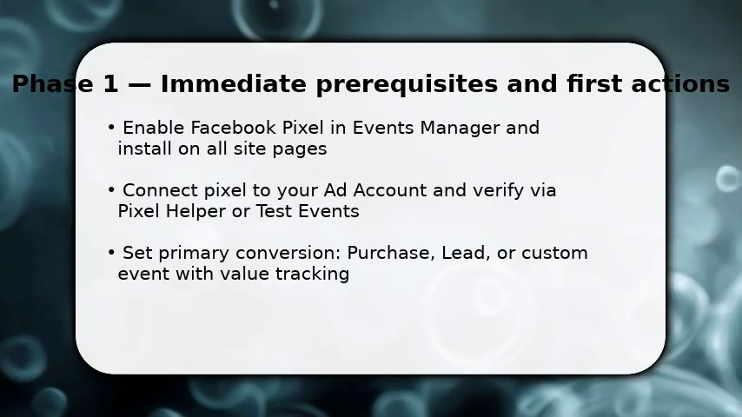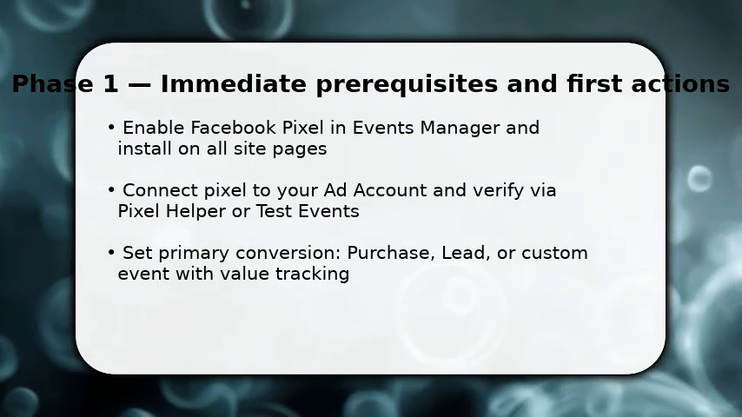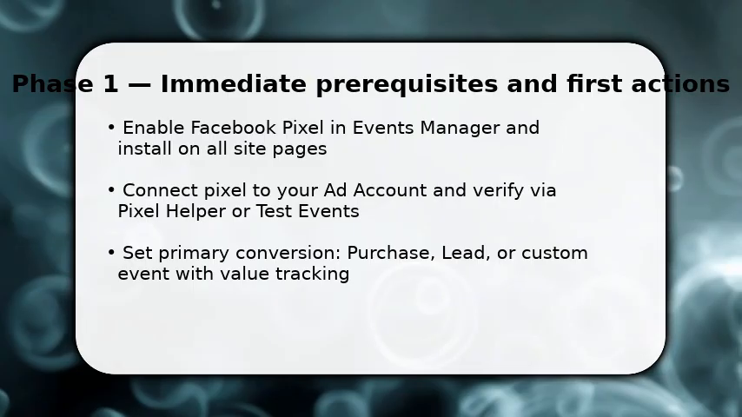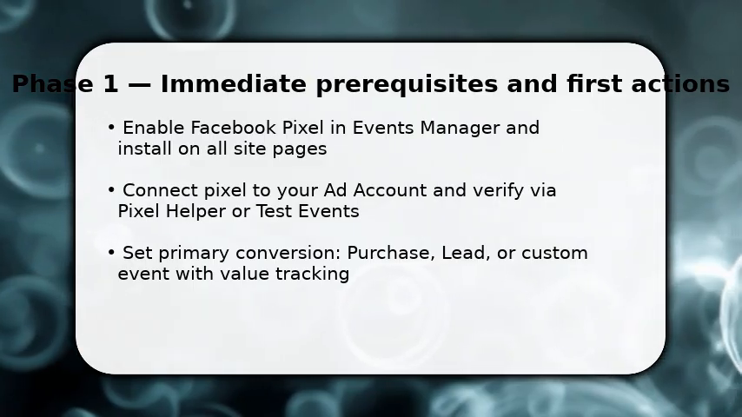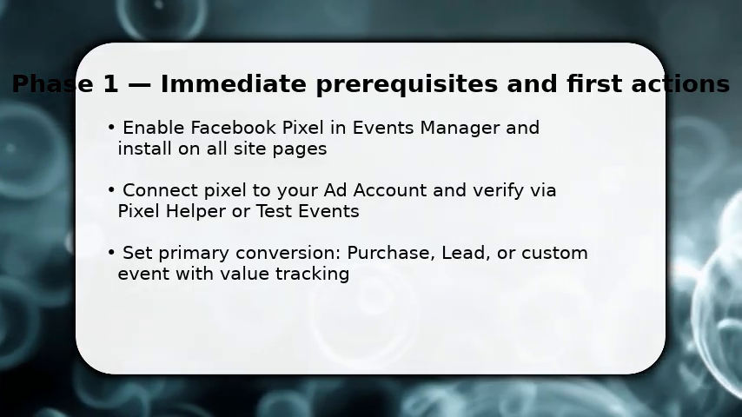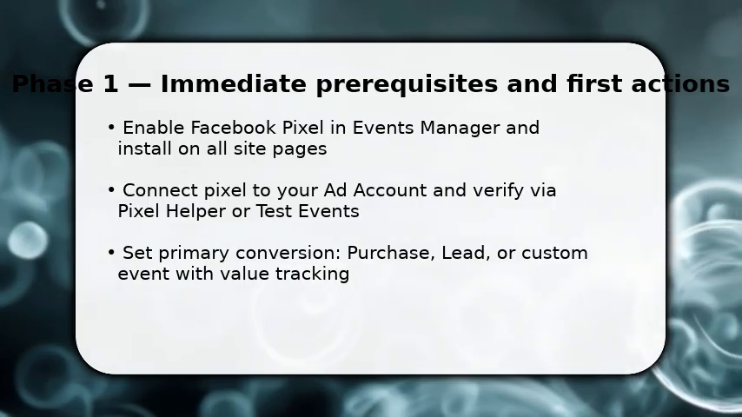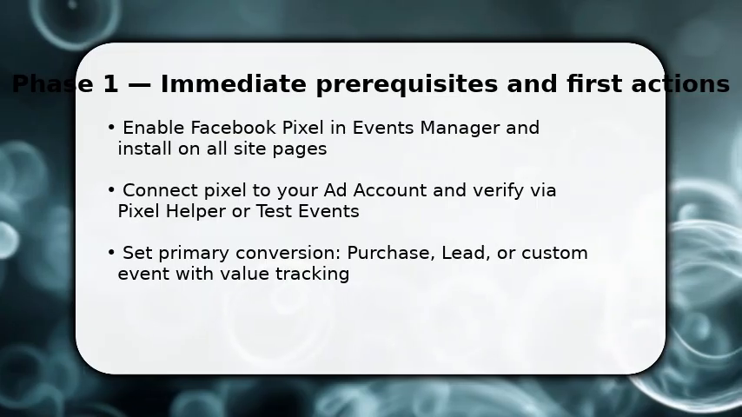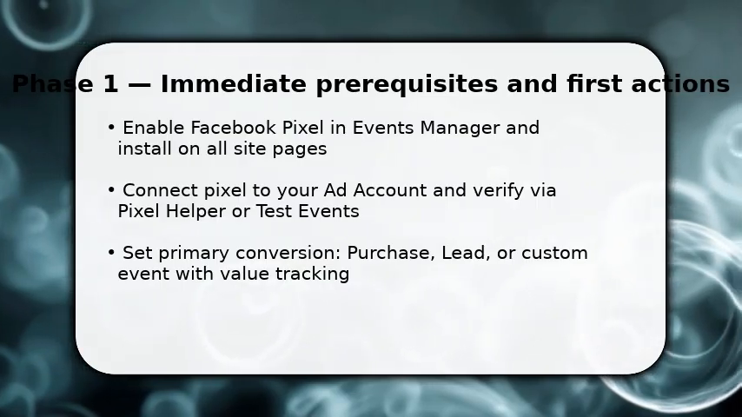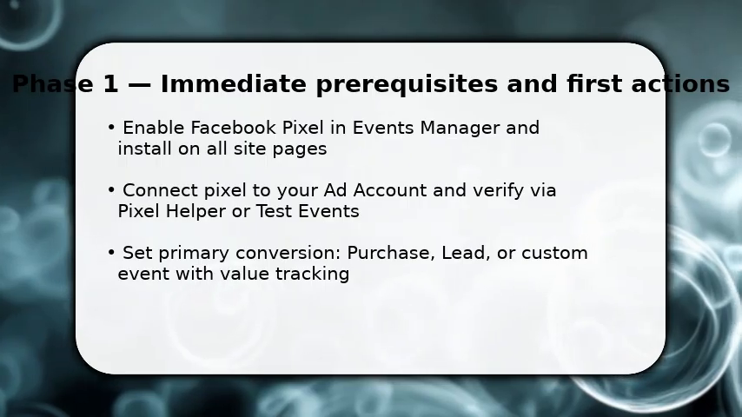Enjoy the video. You begin by making sure tracking is live, install the Facebook pixel and verify with test events. Once done, connect that pixel to your ad account and choose a primary conversion. Purchase is common, so value data flows. Make sure each conversion has a proper value parameter, otherwise return on ad spend will be inaccurate.